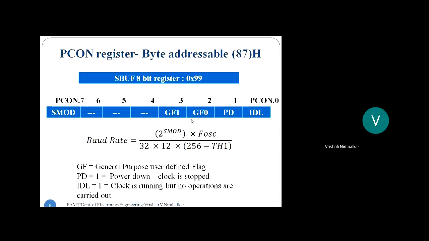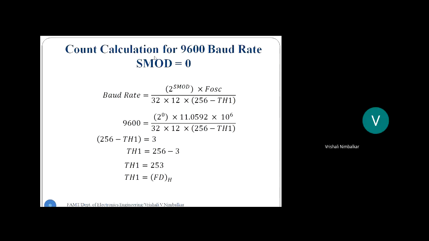Just to revise, we are dealing with serial communication. So what are we interested in? The SMOD bit of the PCON register, the last bit of the PCON register. Is that okay? Now let us see, if I know the baud rate, how to find out the count which is to be loaded in the TH1 register. So let us go for count calculations for serial communication.